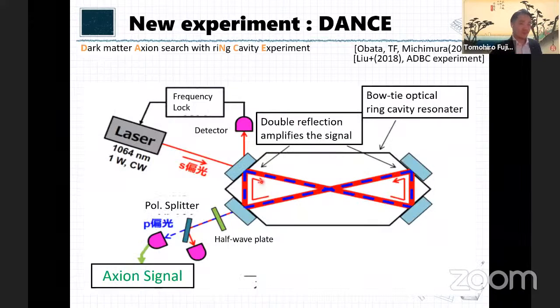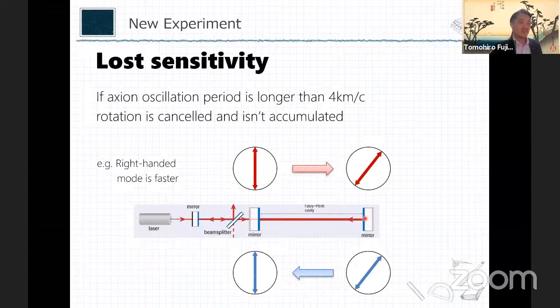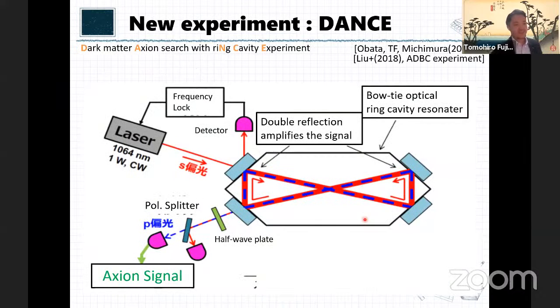So we want to solve this problem, and the solution is quite simple. The problem is you get only one reflection here, so you get the cancellation. If you get a double reflection, this problem is resolved. Now you never cancel the polarization rotation. You never cancel the loop, and this polarization rotation effect is accumulated. So this is our idea.